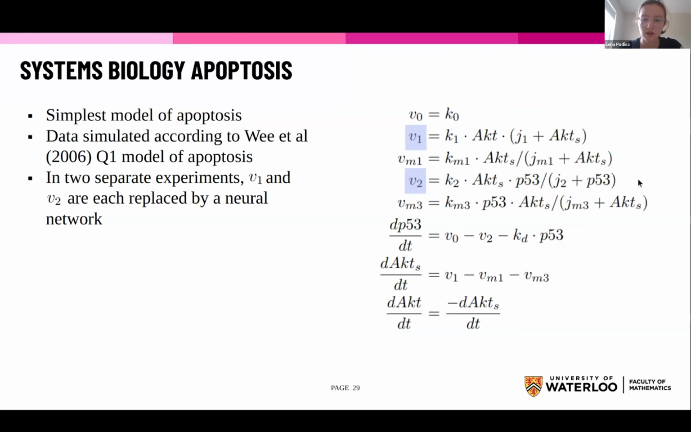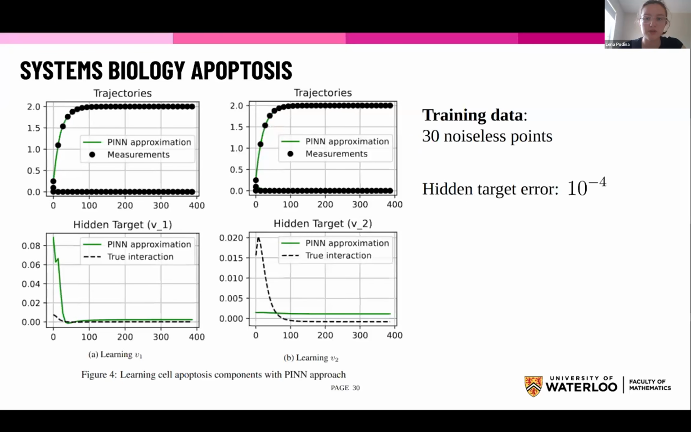The three variables here are P53, active AKT and inactive AKT. So we use 30 noiseless data points, and we obtain a fairly good approximation here of 10 to the -4 for the hidden targets. The curves don't look exactly as they're supposed to in terms of the true interaction, but they're on the correct order of magnitude, and the hidden target error is quite low.